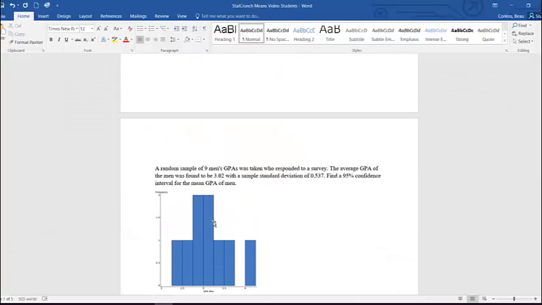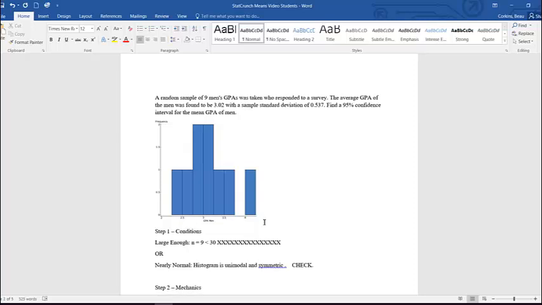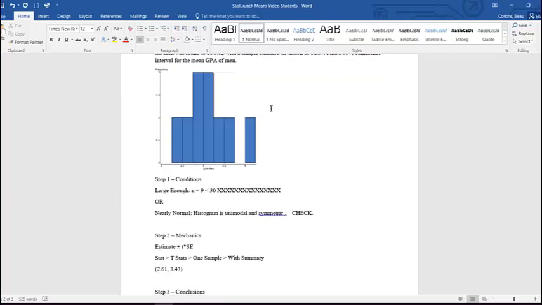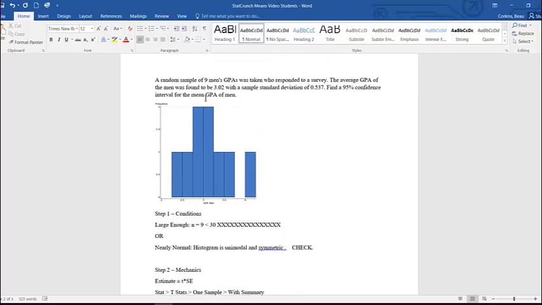Along those lines, let's look at an example here. A random sample of 9 men's GPAs was taken who responded to a survey. The average GPA of the men was found to be 3.02, with a sample standard deviation of 0.537. Find a 95% confidence interval for the mean GPA of men. So we're doing a confidence interval about the mean. We do not have data, but we have summary statistics here.